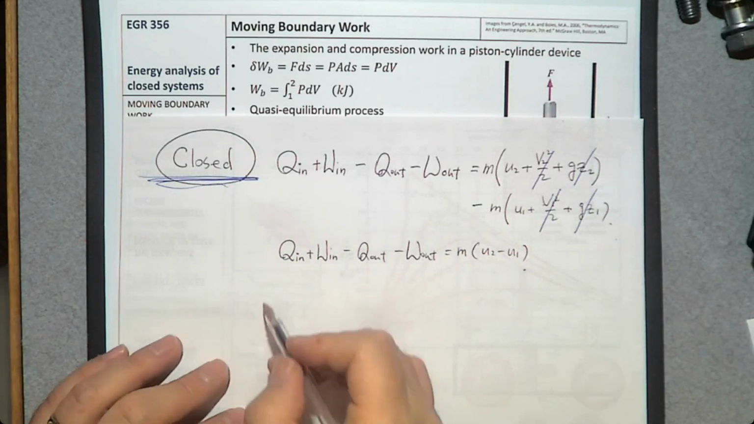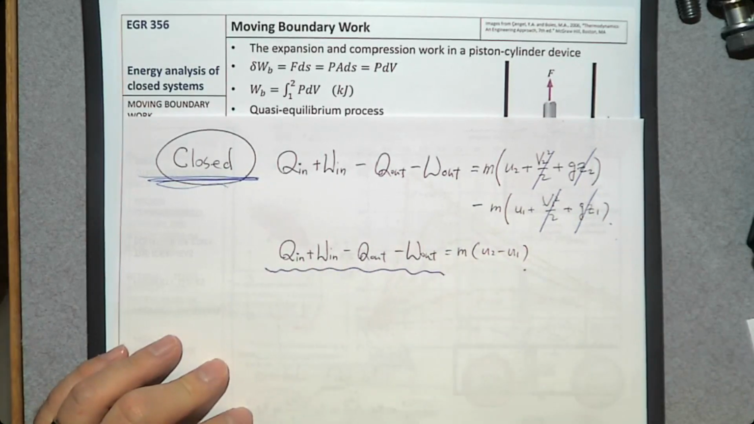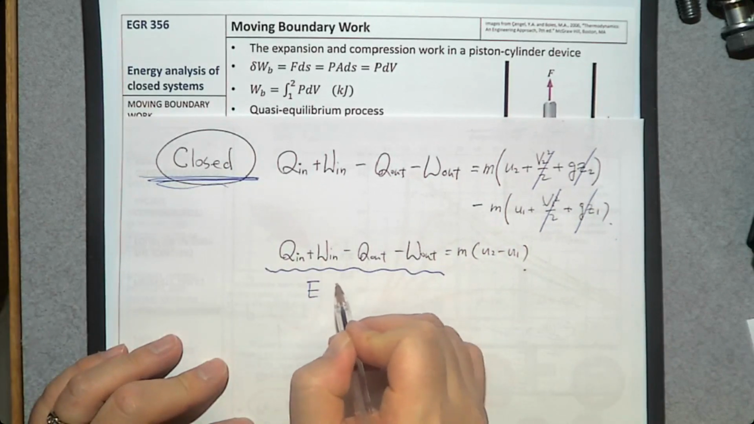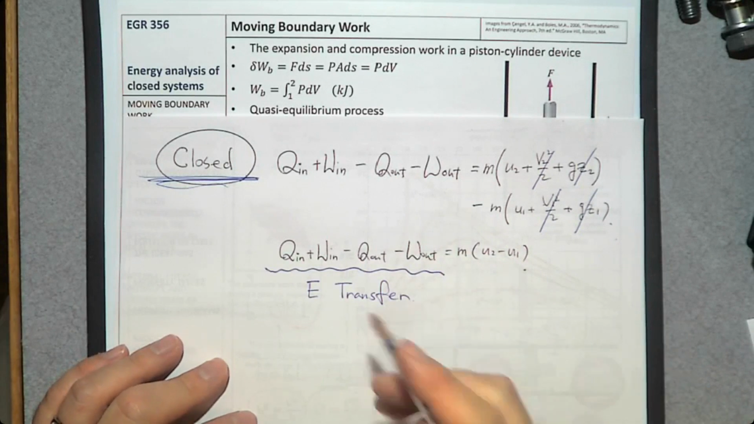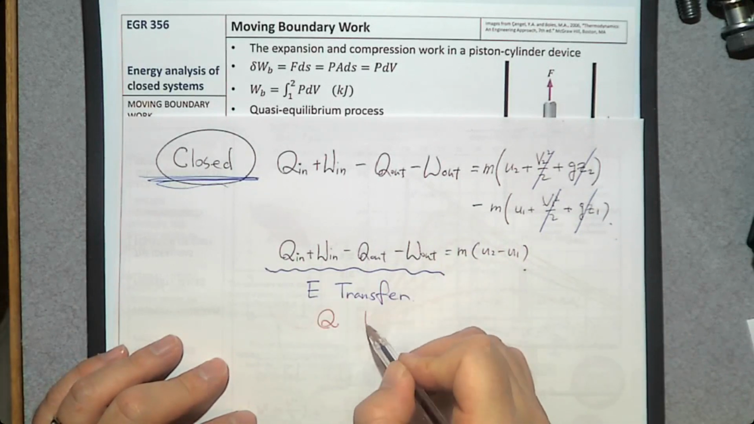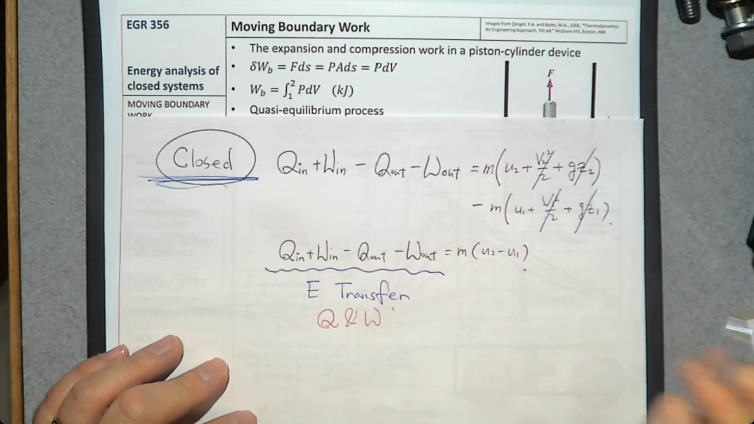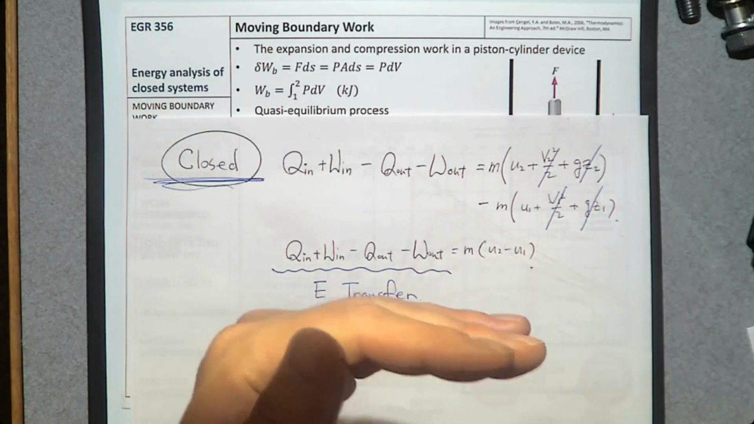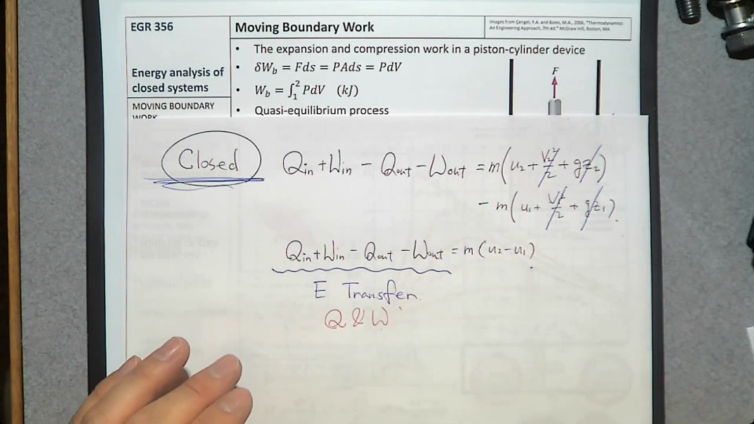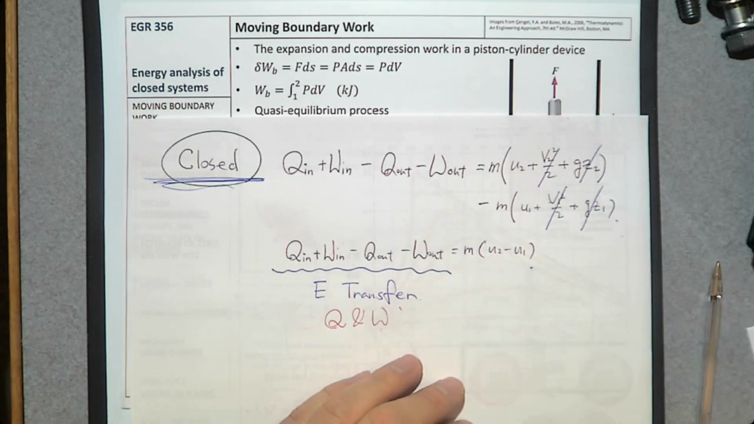The left-hand side shows energy transfer either by heat or work. Okay, so it's going to be energy transfer. The energy is provided in the form of heat or work. And because of this energy transfer, there is a change in the energy of a system.